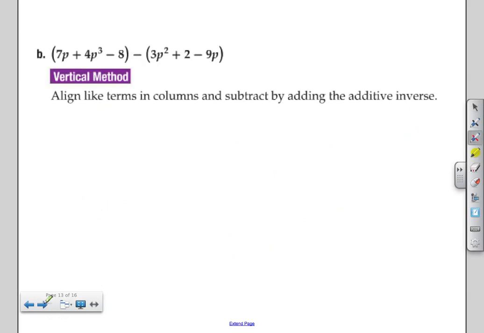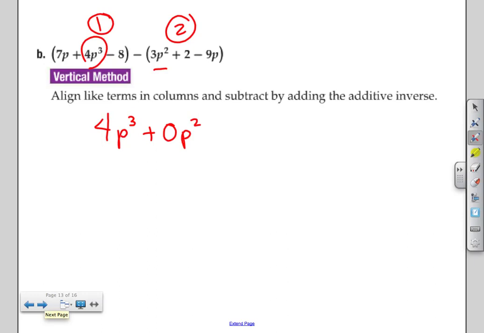Vertical method. Okay, first let's get everybody in standard form. So we'll put our 4p cubed. Do we have any squareds? I look and I see that there's none in the first one, but there is a squared in the second one. So I'm going to go ahead and write my placeholder, 0p squared, and then I have plus 7p minus 8. And then I'm going to, oh, we're doing vertical. My bad. Okay, we don't need the parentheses.